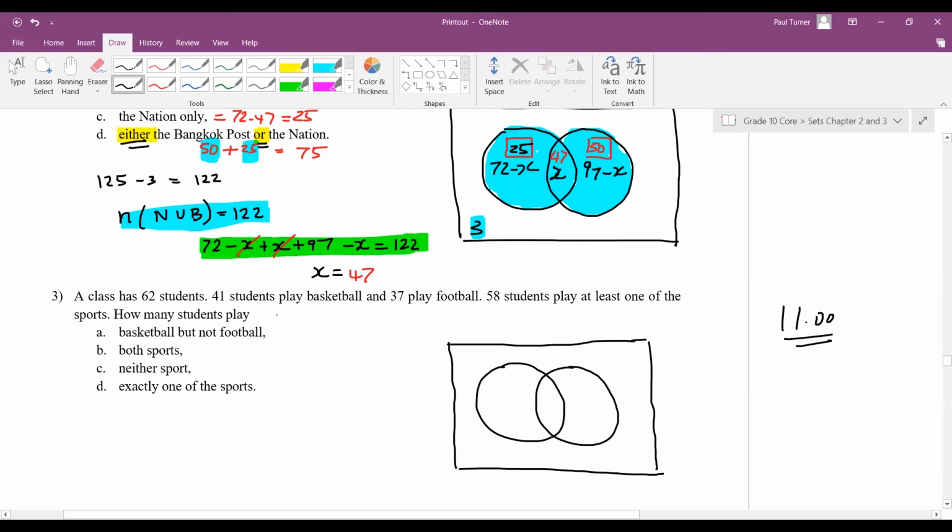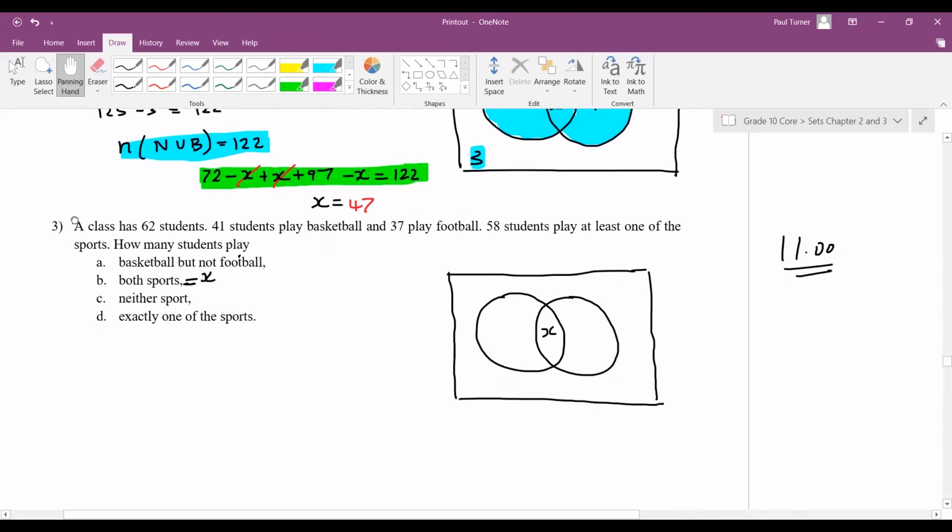Let's see. So it looks like we're putting X in the middle again because we don't know how many play both. So put X in here. And that's both sports here, X. Put that one in there. All right, they give you 10 minutes to do that and then see what it's like, okay? And I'll come back in a minute. So 11 o'clock, we'll do the answer. If you do it quickly, go to the next one.